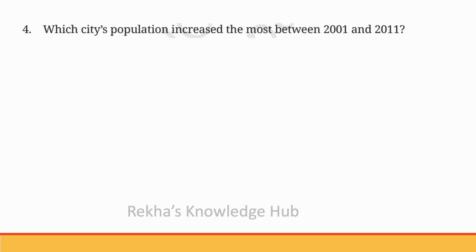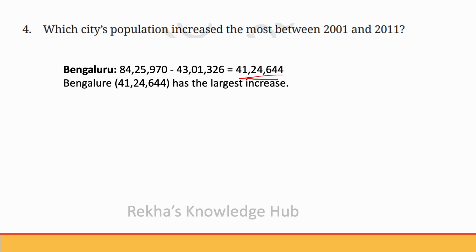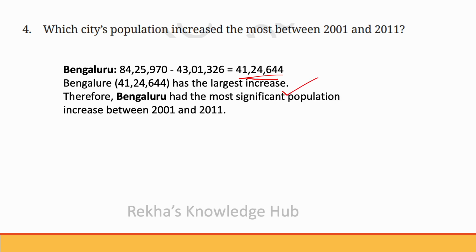Which city's population increased the most between 2001 and 2011? Bengaluru. 84,25,970 minus 43 lakh 1,326, that is 41 lakh 24,644. So Bengaluru has the largest increase. Therefore, Bengaluru had the most significant population increase between 2001 and 2011.